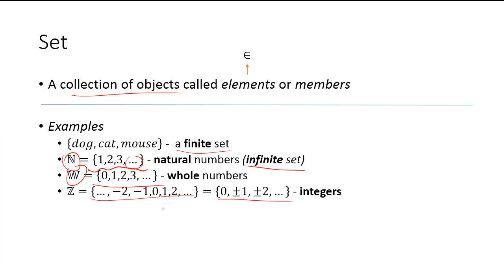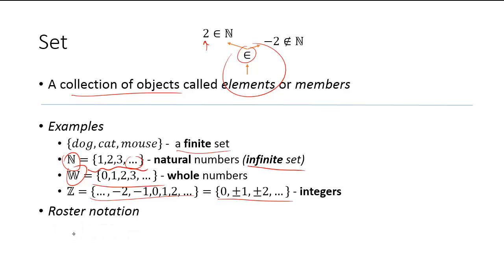Now these sets can all have elements, and this symbol here, element of, implies, for example, we could say 2 is an element of the natural numbers, or -2 is not an element of the natural numbers. So that's a nice symbol that can be used to signify that one component is in a set.